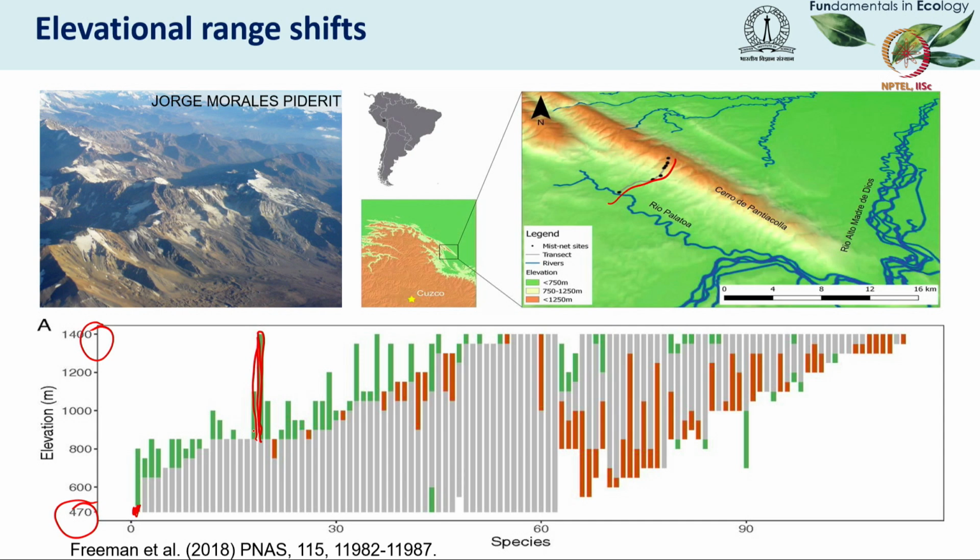to higher elevations, and for a lot of high elevation species, these are species that are generally high elevation species, their ranges are mostly contracted. So this species, for example, had a range from, let's say, 1000 meters to 1400 meters in the past. That species range has actually now contracted such that its range today is from about 1300 to 1400 meters.